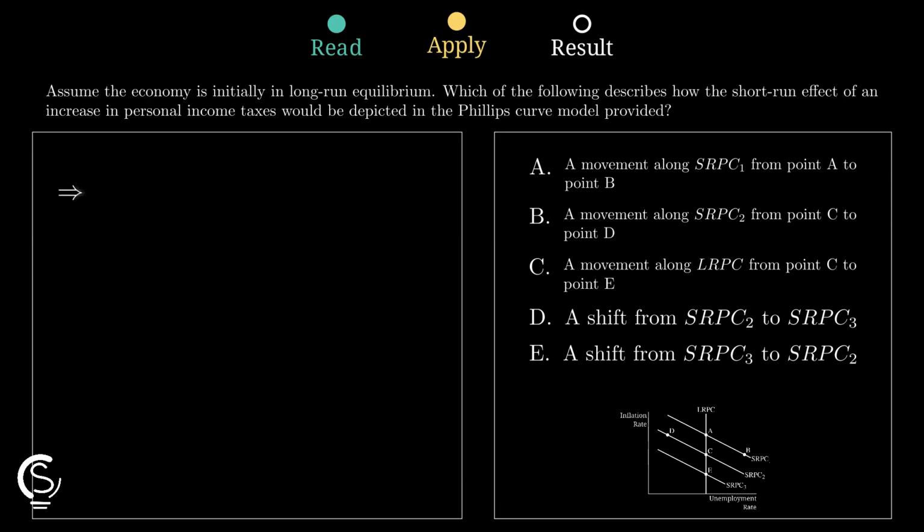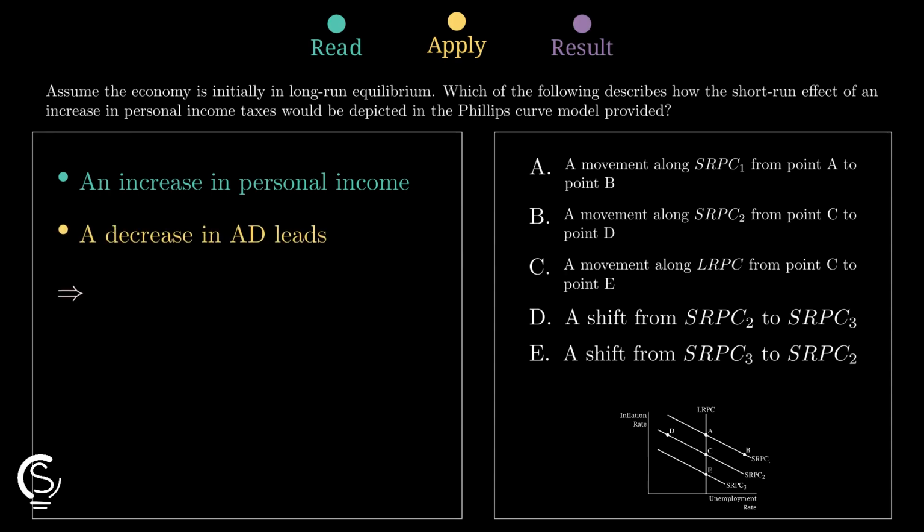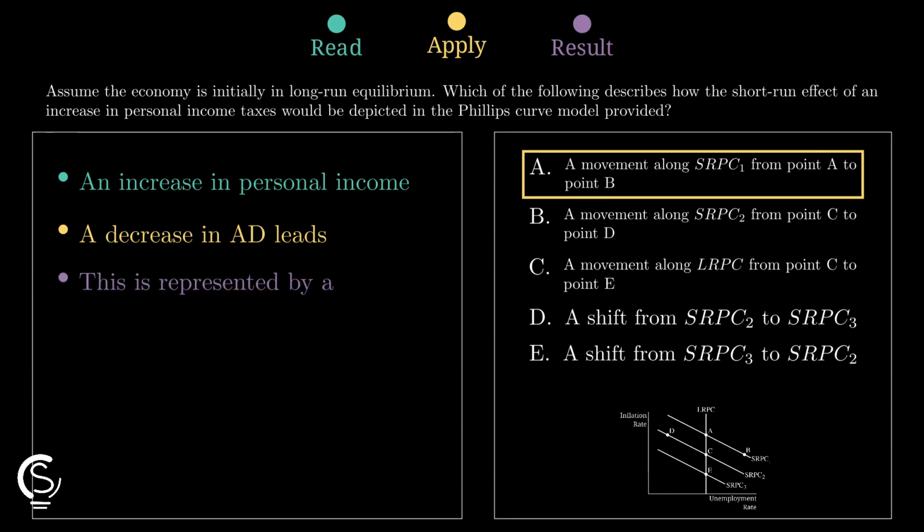As aggregate demand falls, the economy experiences a lower price level and a decrease in real output. This specific combination leads to higher unemployment and lower inflation in the short run. On our graph, this trade-off is shown as a movement down along the existing short-run Phillips curve. That makes option A our final winner.